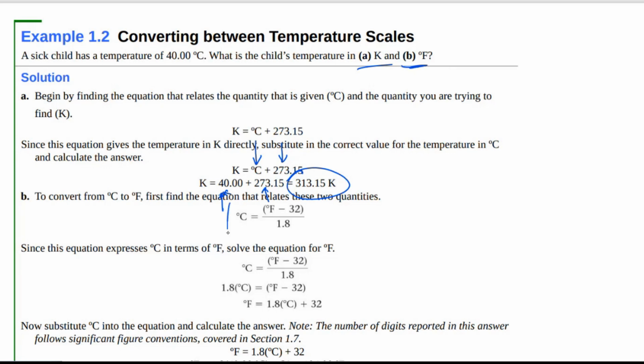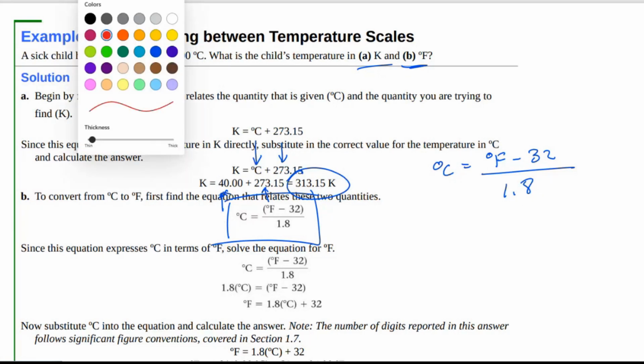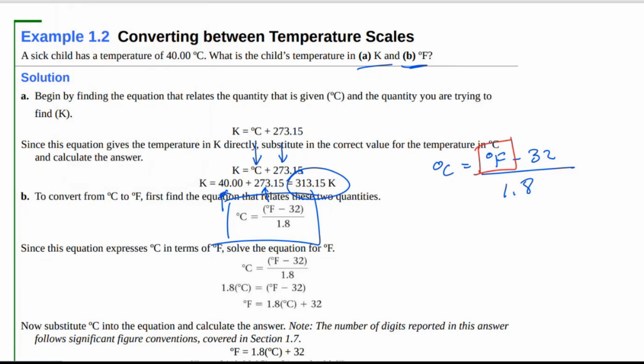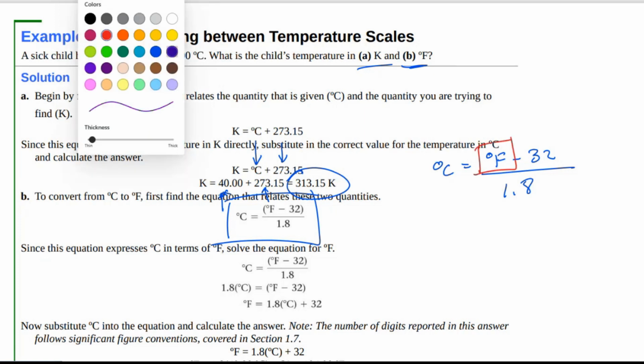Okay, so now convert to degrees Fahrenheit. We have our formula for Fahrenheit to Celsius, but it's not in the form that we need. We know that degrees C is equal to degrees Fahrenheit minus 32 divided by 1.8. Well, now we've got to solve for what? Degrees Fahrenheit, because we were asked to calculate degrees Fahrenheit, right? So we need to solve for that.